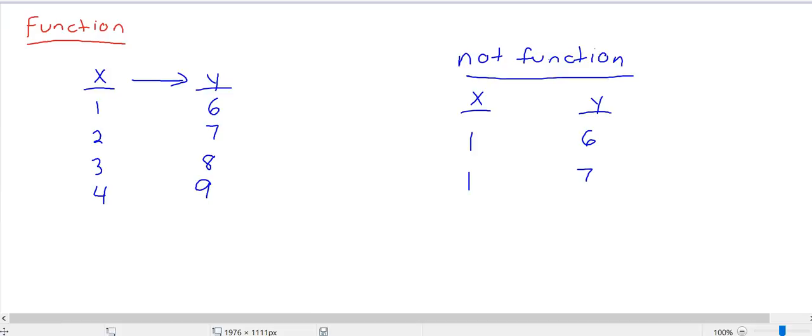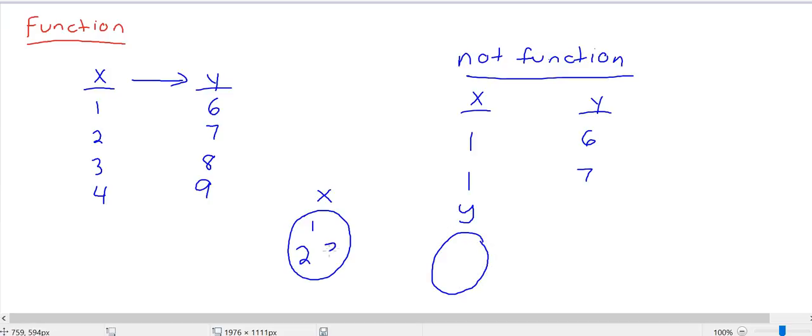An easy way to visualize this is in a diagram, a mapping diagram. Let's say these are my x values, and these are my y values. Let's say I have an x value of 1, an x value of 2, and an x value of 3. I have a y value of 4, a y value of 5, and a y value of 6. If 1 corresponds to 4, 2 corresponds to 5, and 3 corresponds to 6, then this is a function.